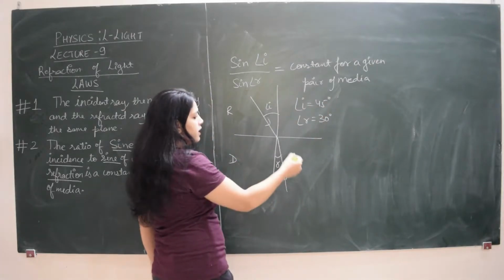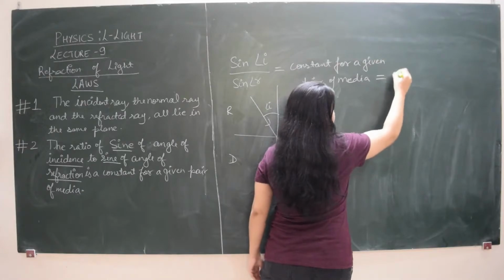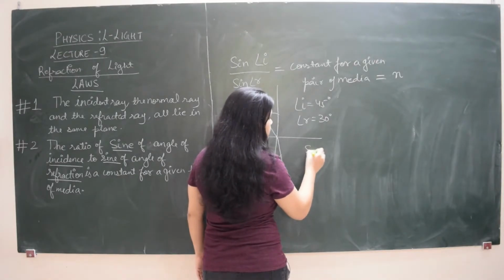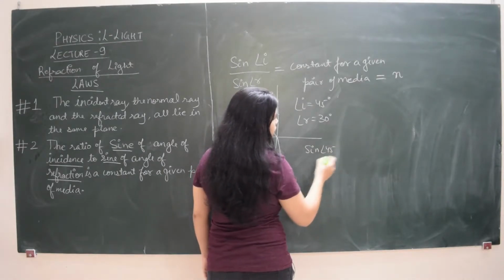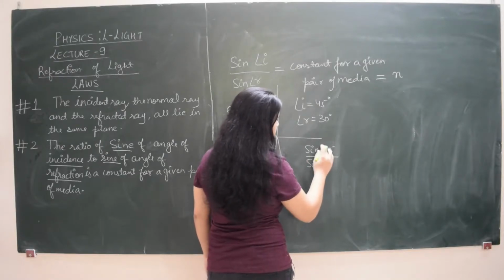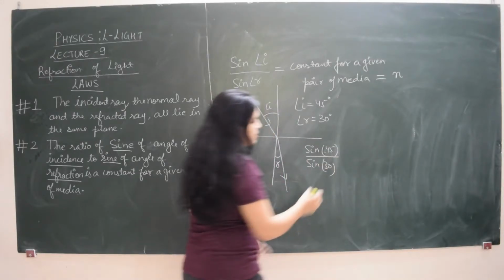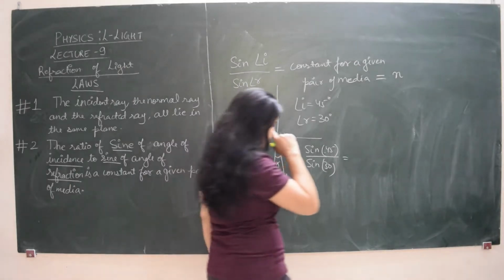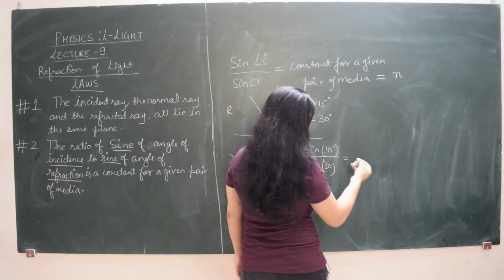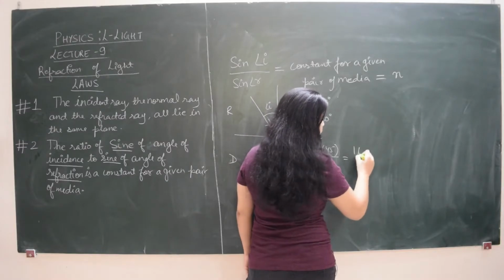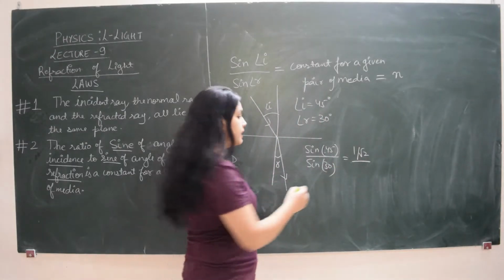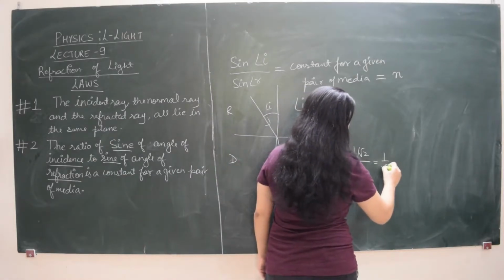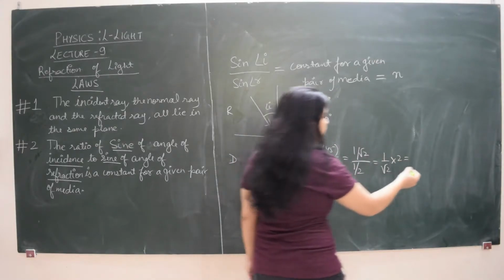So how can you use this relation? I said this is a constant and the symbol to be used here is n. So n is that constant. Here what do we get? Sine 45 upon sine 30, that is sin i upon sin r. If you use the values which we have just obtained, sin 45 was 1 upon root 2 and sin 30 is 1 upon 2. So once you solve it, what do you get? This is 1 upon root 2 into 2, or ultimately you get root 2.